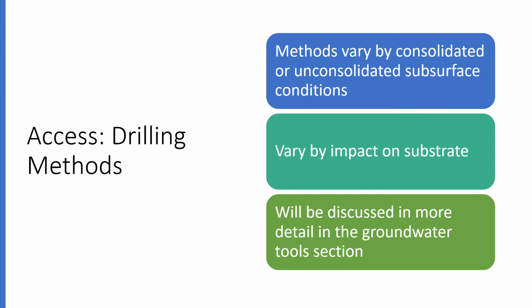So one way to access sample location areas is by drilling. And access here is used to describe the method to get to the soil interval of interest for direct in situ measurements, or to obtain a sample for ex situ measurement using HRSC methodologies, or to be sent off to a lab. Drilling methods can vary depending on whether the subsurface conditions are consolidated or unconsolidated. They can vary by impact on the substrate that's being drilled through. These methods will be discussed in more detail in the groundwater tools section.